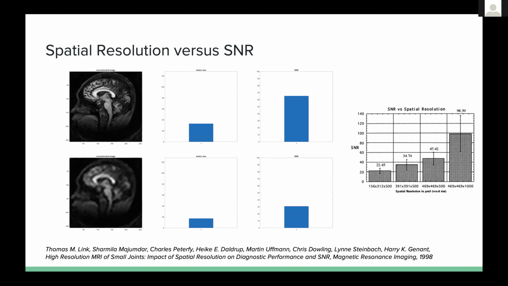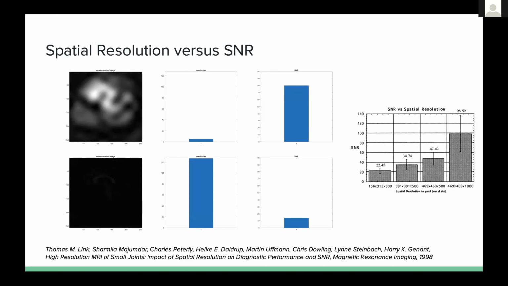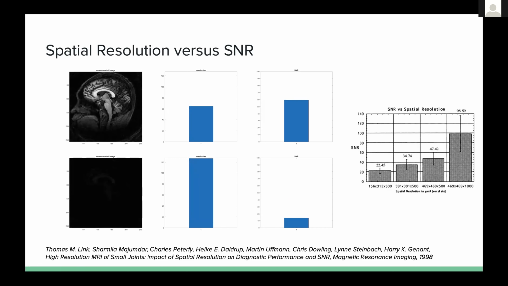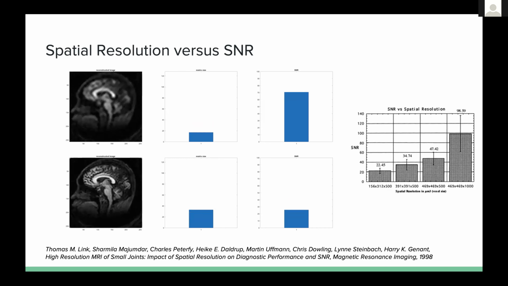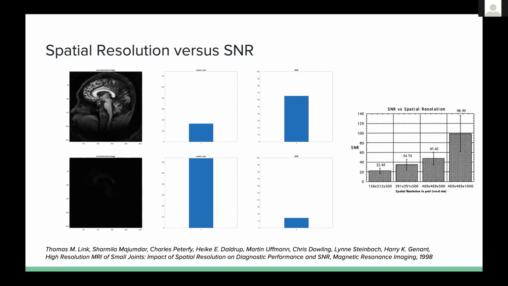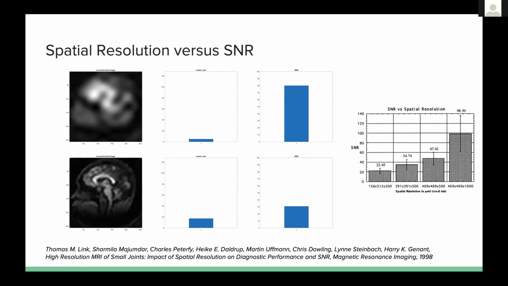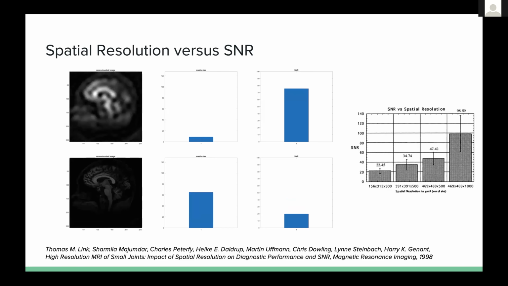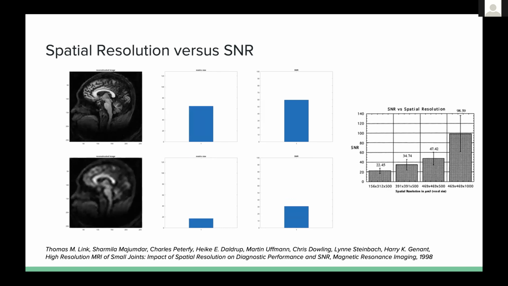However, for the bottom left image, you can see when the matrix size is very large, the image is almost a black box. But when we gradually drop the matrix size, the image becomes a bit more recognizable again, but most of the details will become obscured if we decrease the matrix size. And a similar result is also shown in a 1998 study demonstrated by the graph on the right.